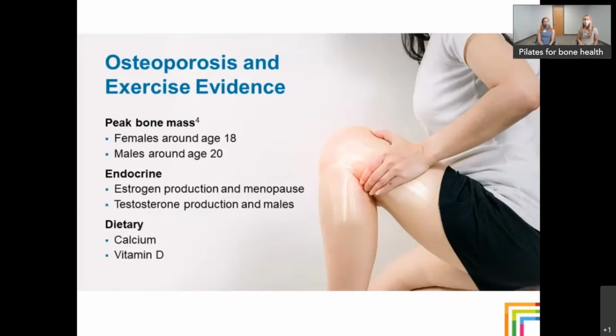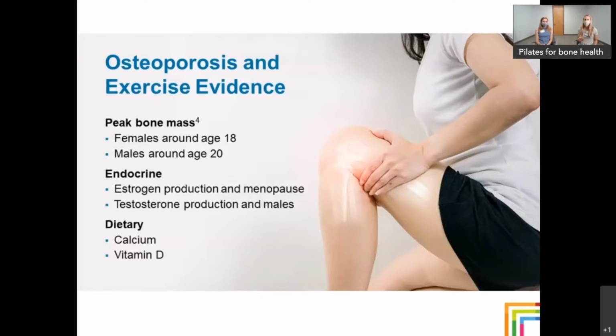So we're just going to touch on this really quickly. We won't spend too much time on it. But our peak bone mass in females actually peaks around age 18. So by the time young ladies reach the age of 18, they have built up most of the bone mass that they will have for the rest of their life. And then they sustain it for some period of time, and then in the perimenopausal period, it does tend to decline.